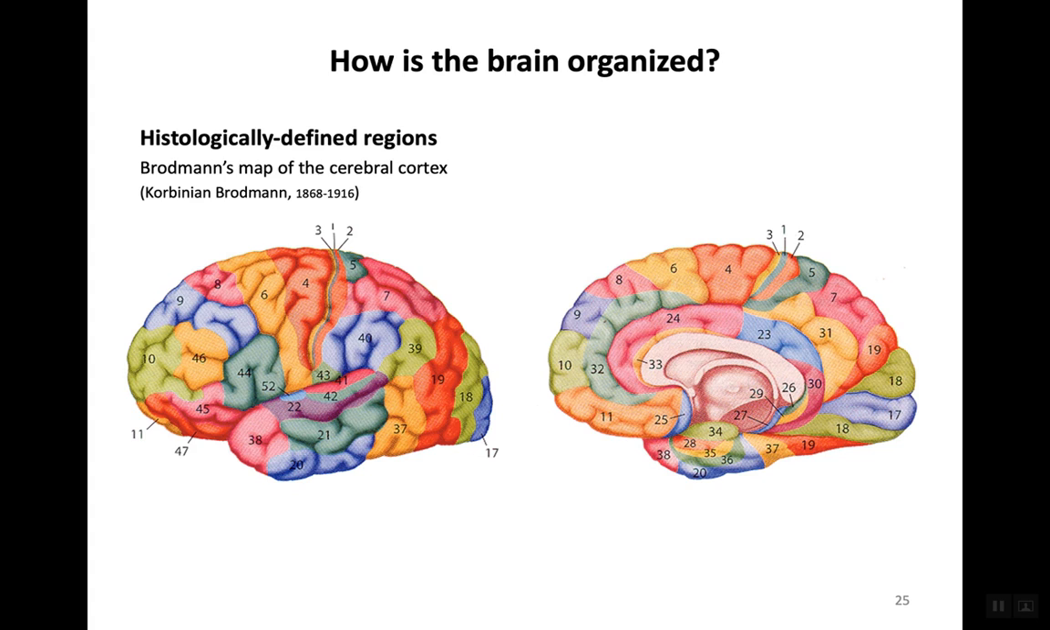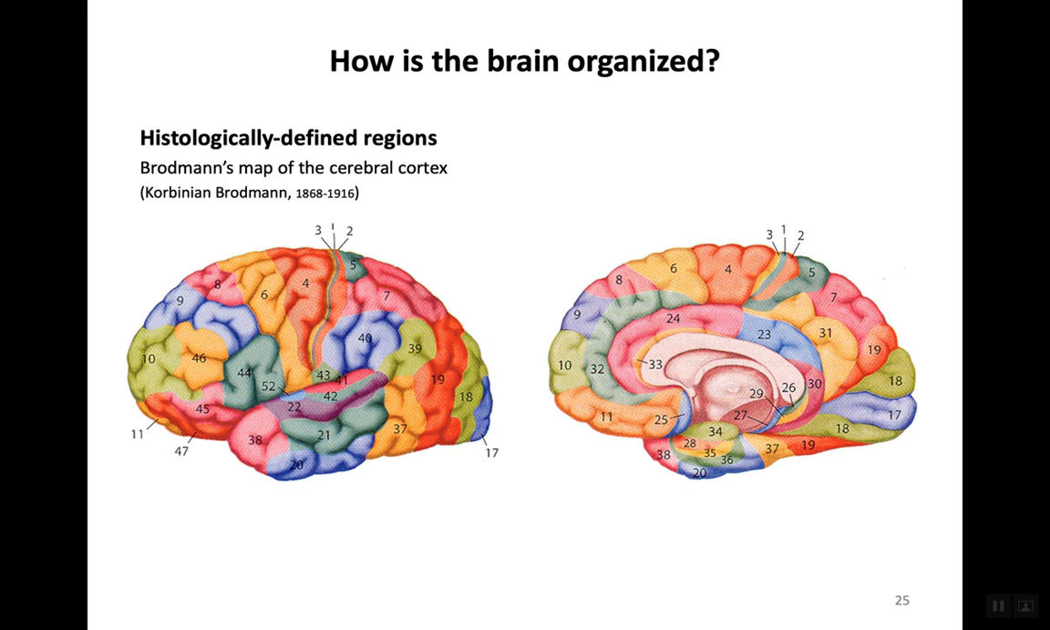So it is not necessarily the case that regions 41 and 42 perform different functions, for instance, or that all the neurons in 42 perform the same function. All this means is that the brain has a histological organization that can be described based on this division into 52 different areas.